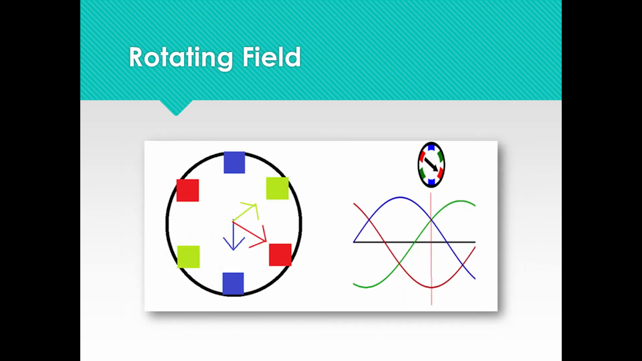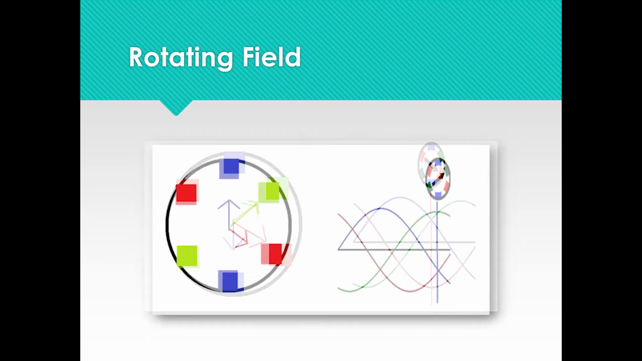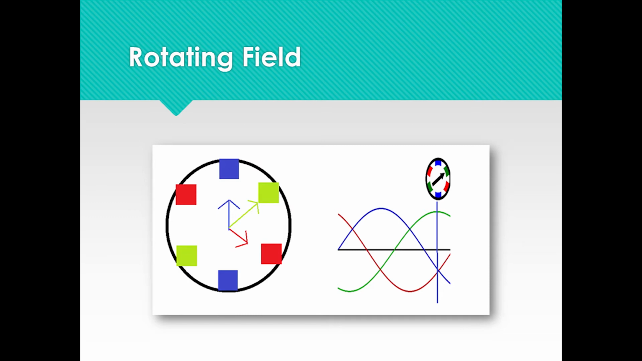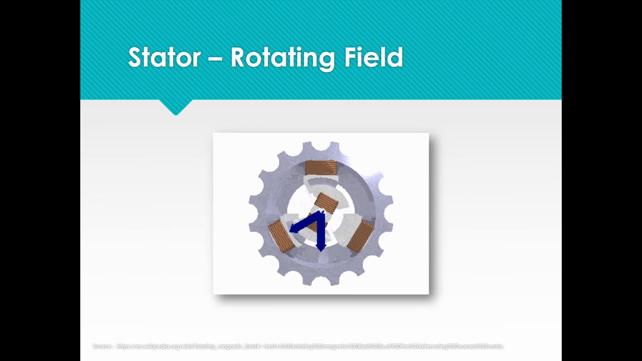Here, the red coil has its maximum voltage value, but the green and blue coil have a smaller negative of their maximum voltage value. The vector sum of these vectors, which is our rotating field, locates on the 4 o'clock. And here the green coil has its maximum voltage value, but the red and blue coil have a smaller negative of their maximum voltage value. The vector sum of these vectors, which is our rotating field, locates on the 2 o'clock. This animation gives you a better understanding of the rotational field.